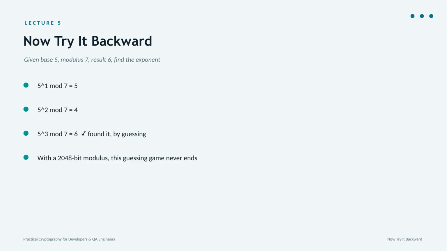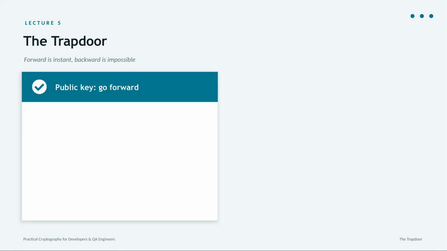But if you make the modulus hundreds of digits long, finding that hidden exponent becomes effectively impossible, even though computing it forward was instant. This exact operation, modular exponentiation, that's easy forward but almost impossible to reverse, is what RSA and Diffie-Hellman were built upon.